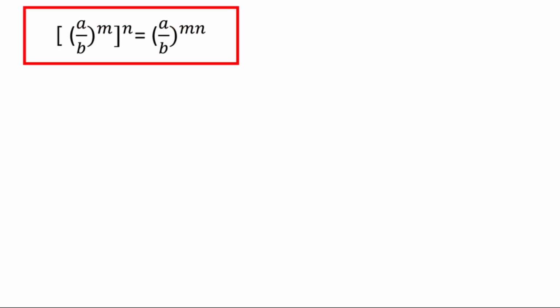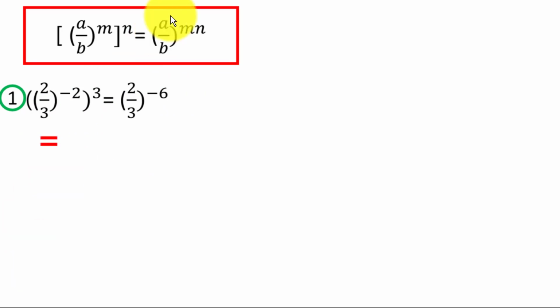For example, if we have 2 over 3 raised to the power negative 2, all to the power 3, just multiply the two powers. 3 times negative 2 is negative 6, and keep the same base 2 over 3. We have here a negative power, which we studied before. Just find the reciprocal of 2 over 3, which is 3 over 2, and change the power to be a positive power. So it will be 3 over 2 raised to the power 6.